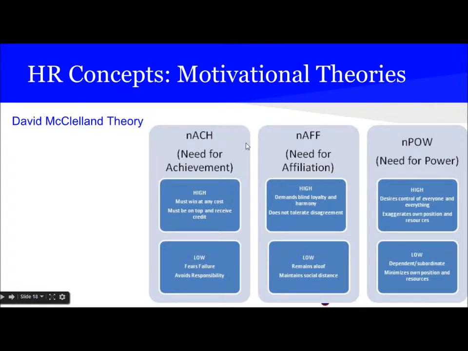The next motivational theory is David McClelland's theory, which has three parts: need for achievement, need for affiliation, and need for power. Need for achievement is high on must win at any cost, must be on top and receive credit, and low on fear of failure and avoiding responsibility. Then there is need for affiliation, high on demand for blind loyalty and harmony, does not tolerate disagreement, and low on remaining aloof and maintaining social distance.